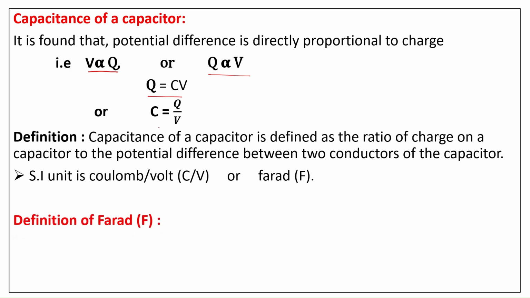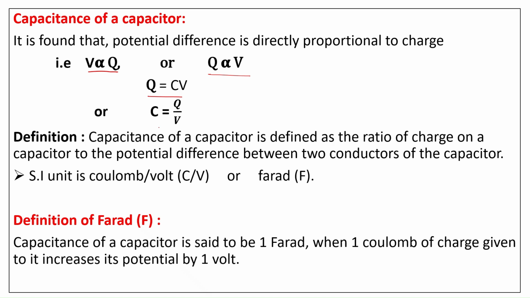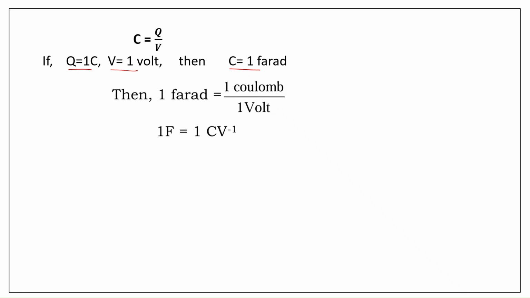Next. Definition of farad, denoted by capital F. Capacitance of a capacitor is said to be 1 farad, when one coulomb of charge given to it increases its potential by 1 volt. That is, C is equal to Q by V. If Q is equal to 1 coulomb, V is equal to 1 volt, then C is equal to 1 farad. Then, 1 farad is equal to 1 coulomb by 1 volt, that is, 1 farad is equal to 1 coulomb per volt.